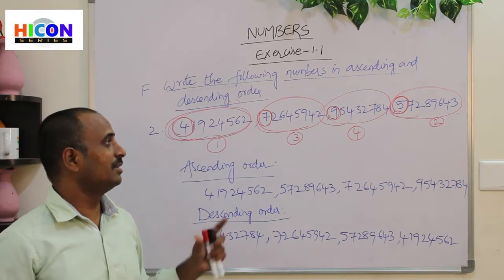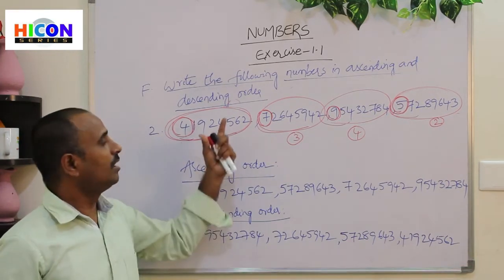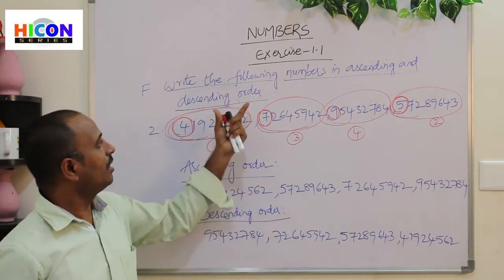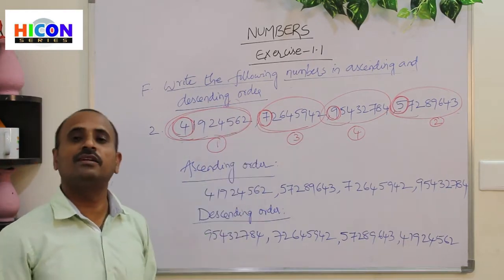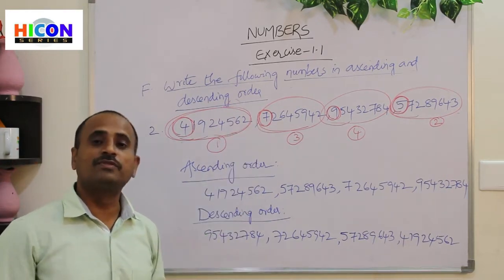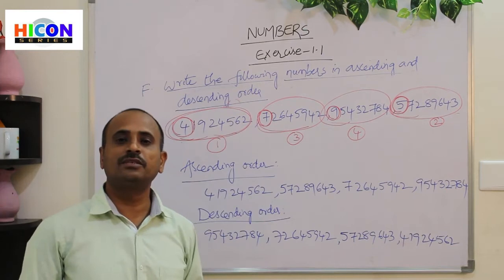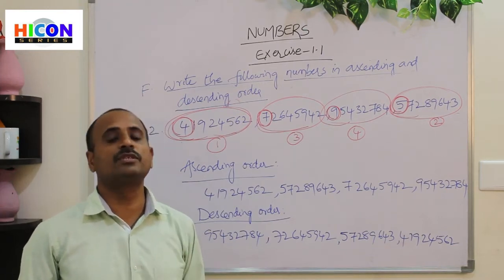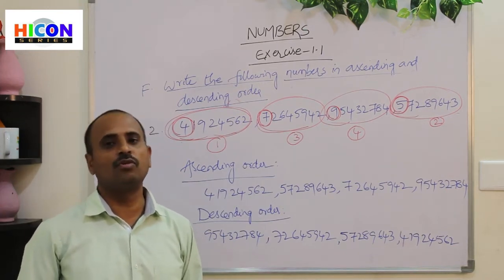So children, this is the way how to write the descending and ascending order for the given set of numbers. There are some more problems on comparing numbers and on how to write ascending and descending orders. Those problems will be given in PDF by your teacher. So practice the remaining problems in your PDF at home as homework.